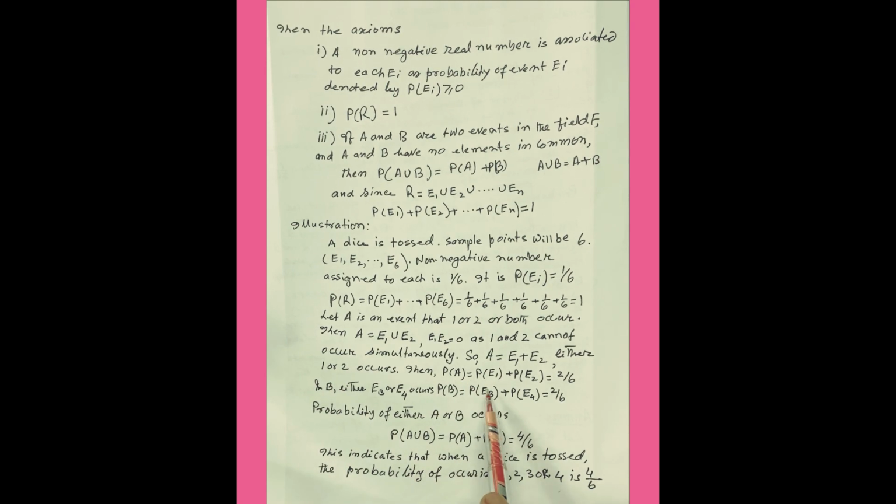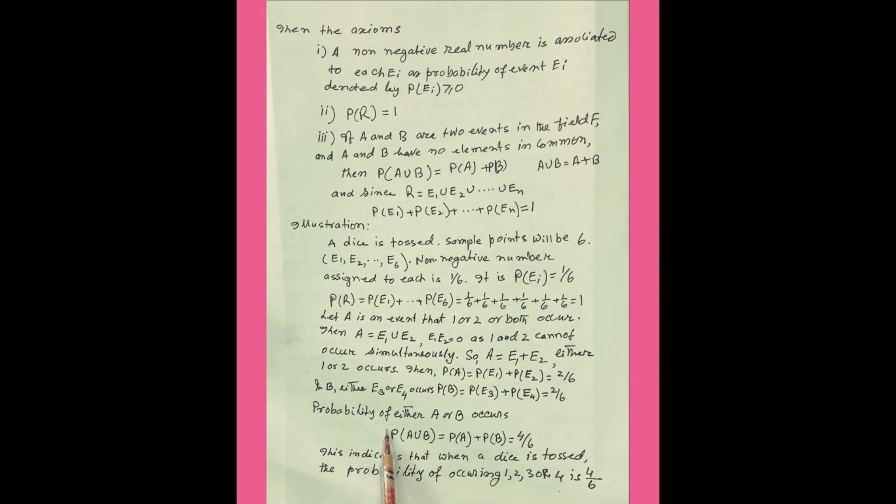Then P(A) is equal to P(E1) plus P(E2), which is 2 by 6. We have seen that the probability of E1 is 1 by 6 and the probability of E2 is 1 by 6. So if we sum 1 by 6 plus 1 by 6, it is 2 by 6. Similarly, in B, either E3 or E4 occurs, then the probability of B is equal to probability E3 plus probability E4, which is 2 by 6.